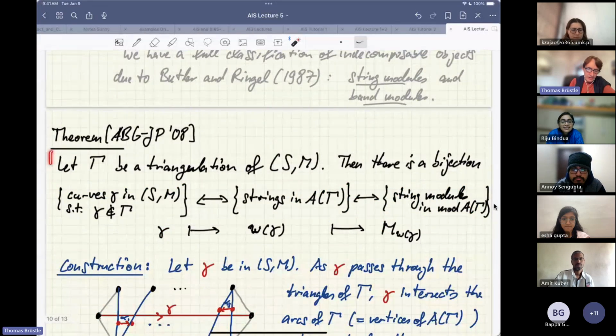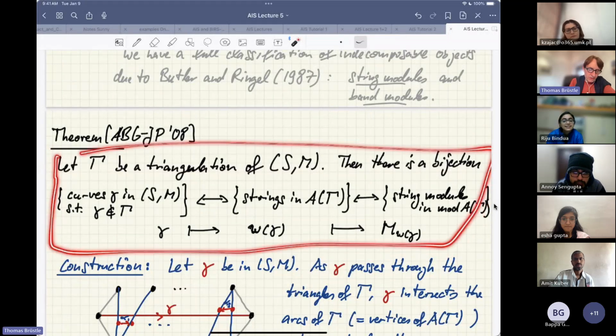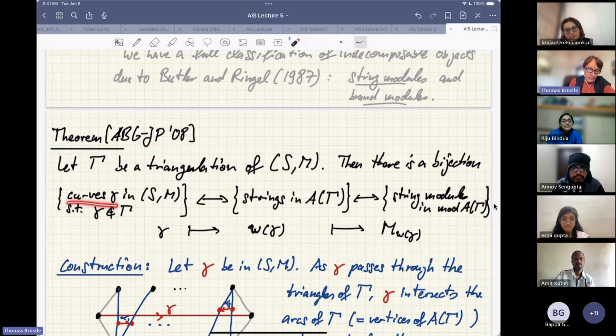So that convinces us that we do have this correspondence between curves in the triangulation that do not belong to gamma and strings and string modules.